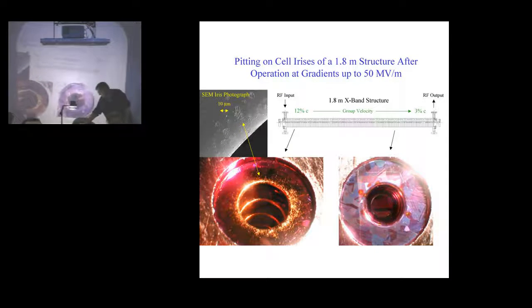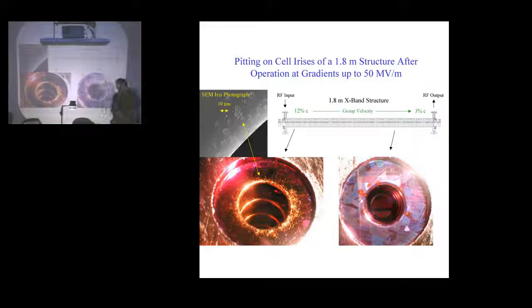optimized these structures for cost and efficiency, we ended up with a much longer structure, about 2 meters, and a higher group velocity. The group velocity is the speed at which the RF pulse propagates through the structure. And it's related, the integral over this is just the fill time of the structure. And they start at 12% and go down to 3%.